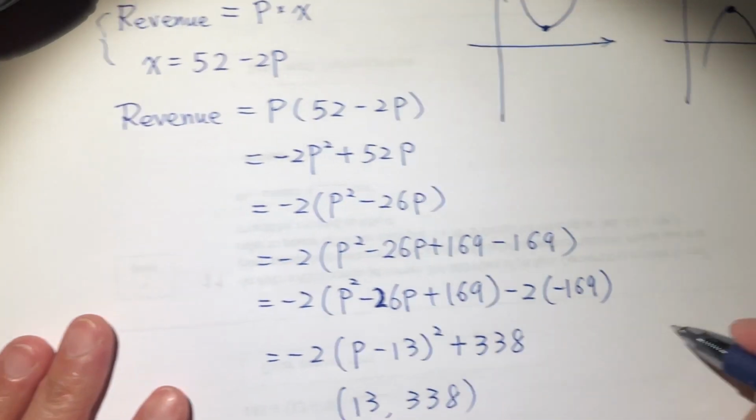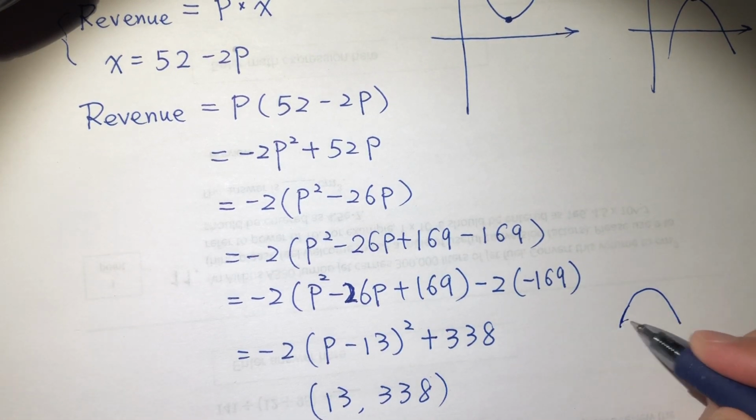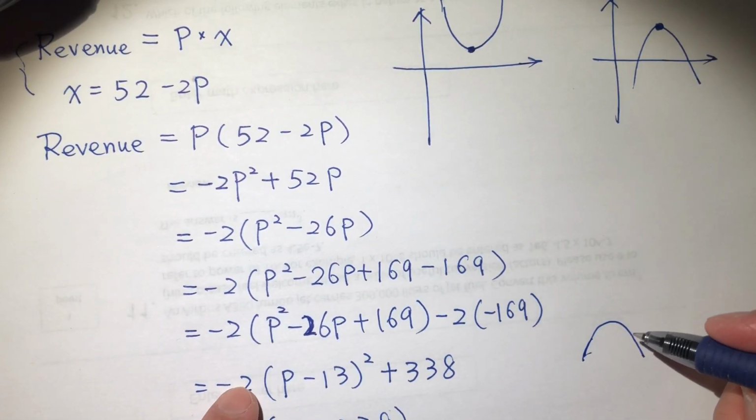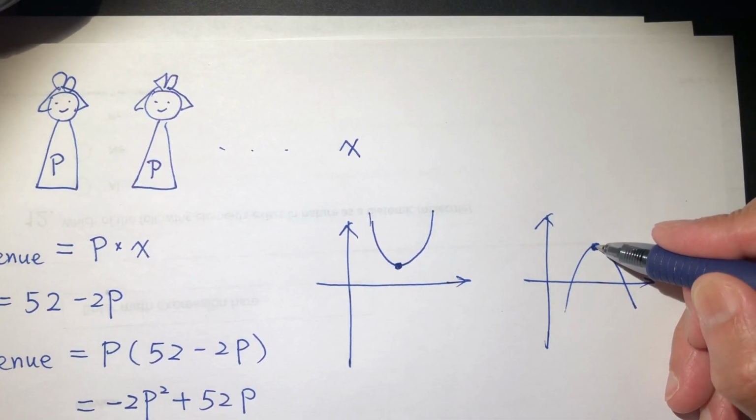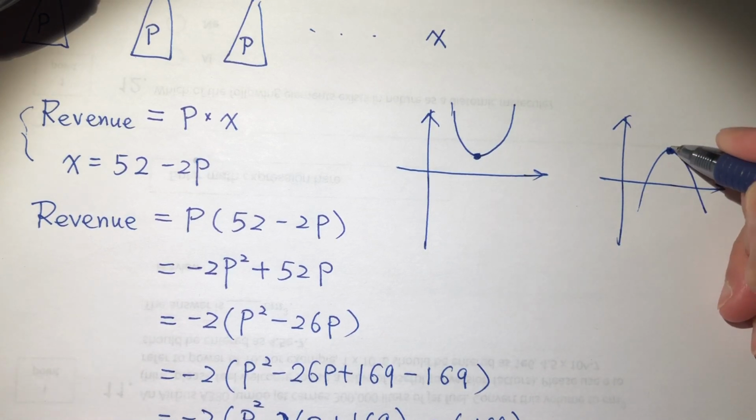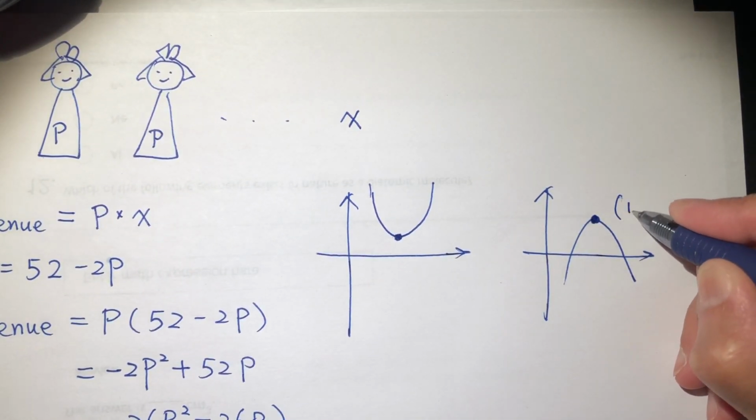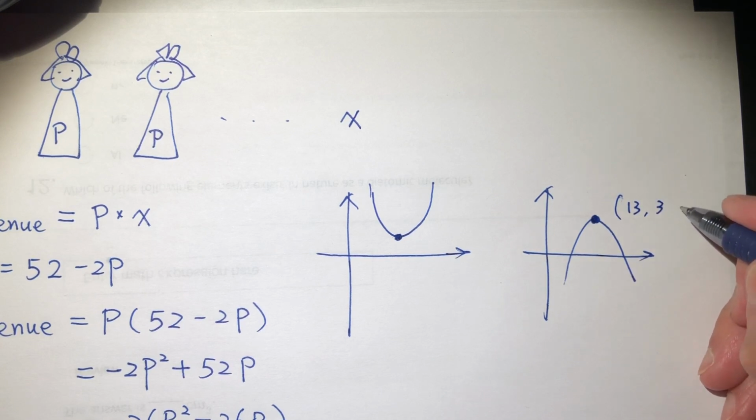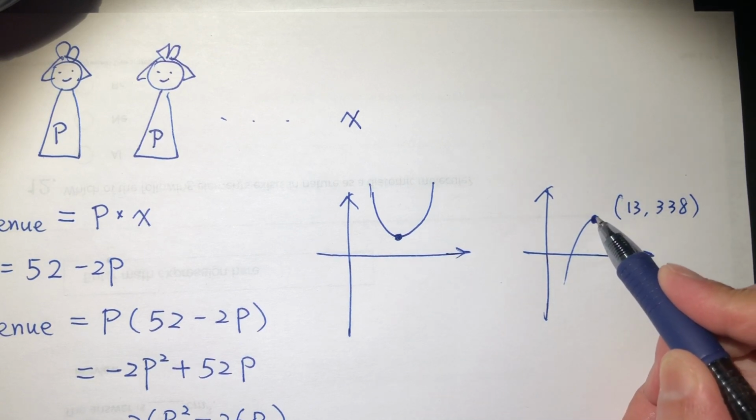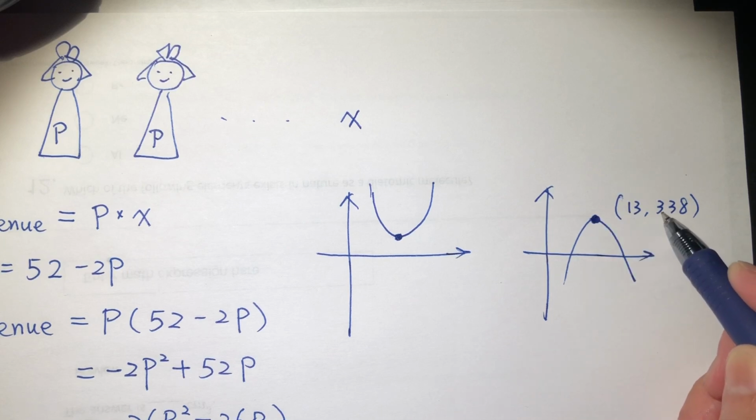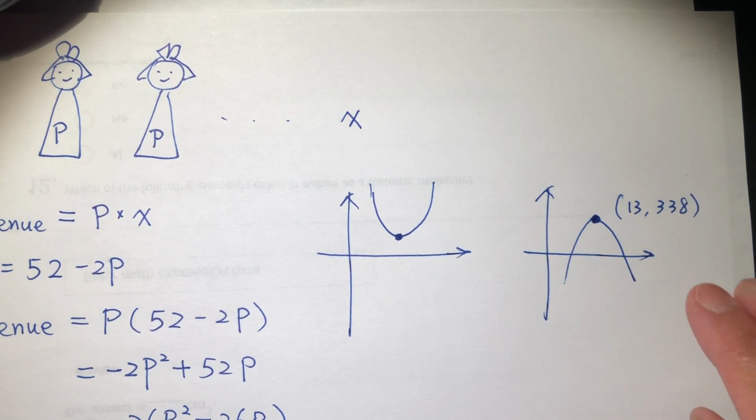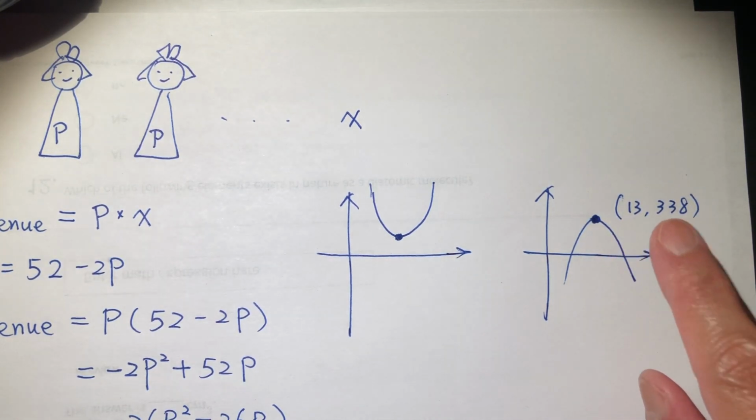And we know the coefficient is negative. A negative coefficient has a frowning face, right? So the graph is like this. I didn't draw it proportionally, and the vertex is at this point, 13, 338. So what do we get? At the price of 13, Miles makes the maximum amount of money, which is 338. Okay? So this is how we figure it out. The price is 13.